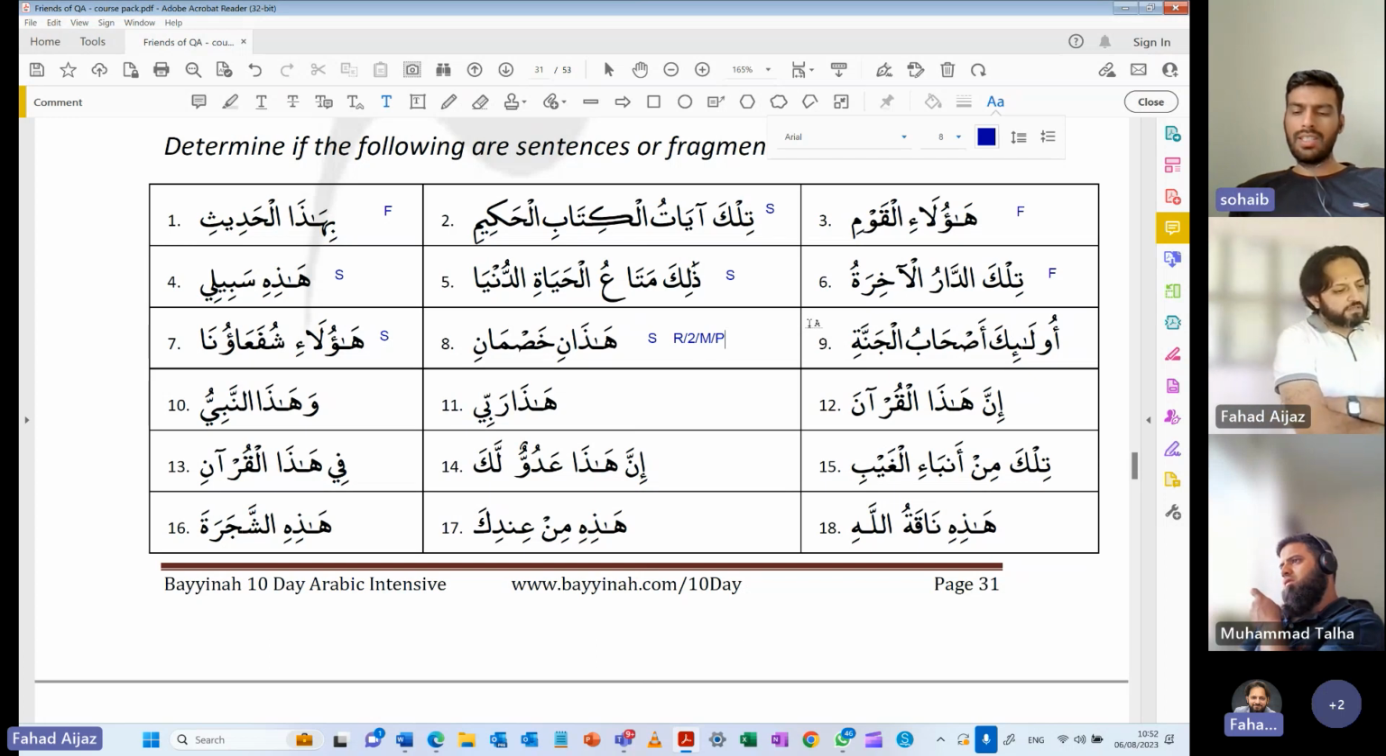Ashab is companions, people of. Those are the people of Jannah. Now we are talking. We're translating Quran. MashaAllah. Very good.